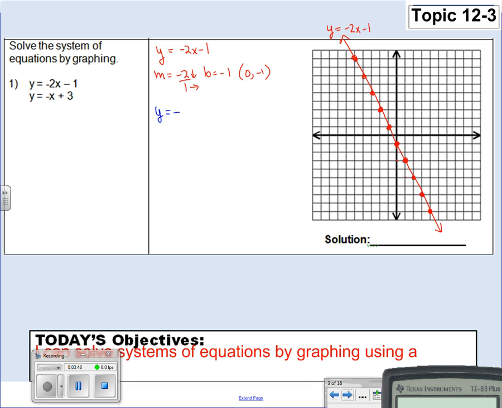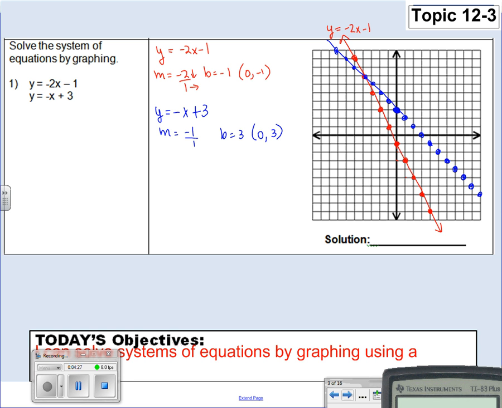Our second line is y equals -x plus 3. Our slope in this one is -1, and we'll put that over 1. Our y-intercept is a positive 3, so that's the point (0, 3). Let's start off at (0, 3) on the y-axis, and now we'll go down 1, to the right 1, and then up 1, to the left 1 in order to complete our graph.